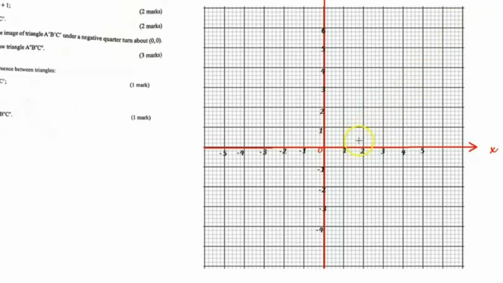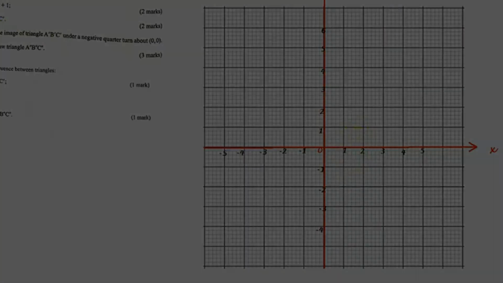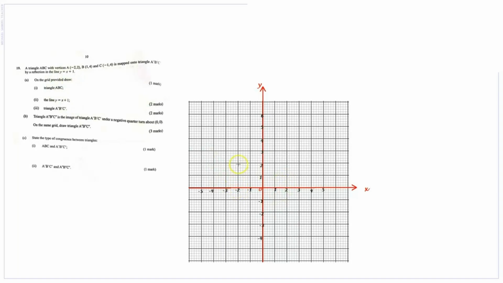And then let me locate the points. Now I need to locate point A, which is (-2, 2), so (-2, 2), that's where A is, point A.